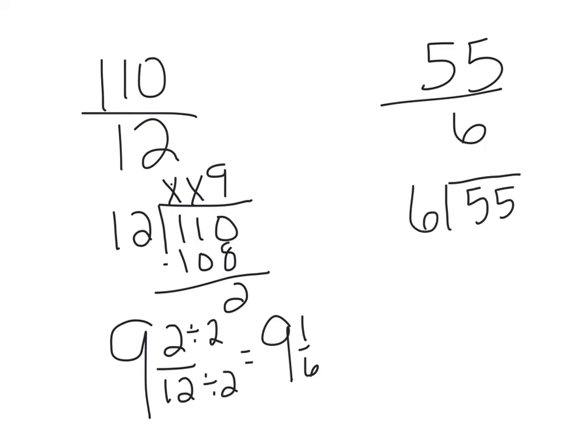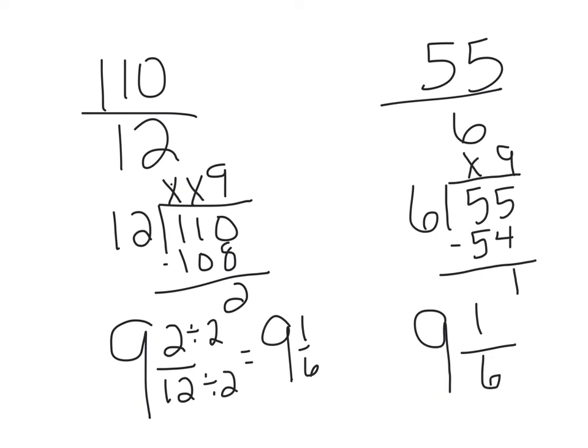Well, if I have 5 items, I can't make a group of 6. But I know that 6 times 9 is 54. And when I subtract, I have that. I take my how many groups I made. I take my leftovers and my denominator. So here, in this one, I did a little more work in the beginning. Here I did a little more work at the end. Either way, we still got the same answer.